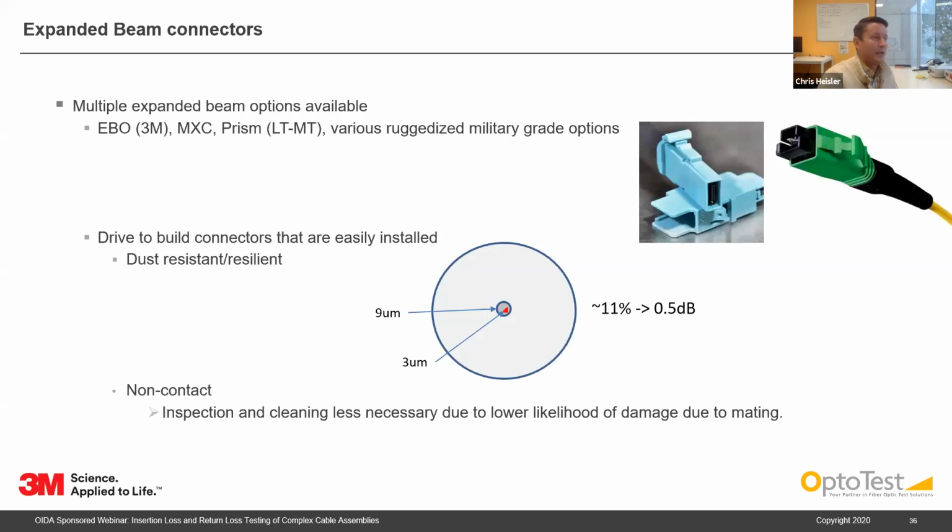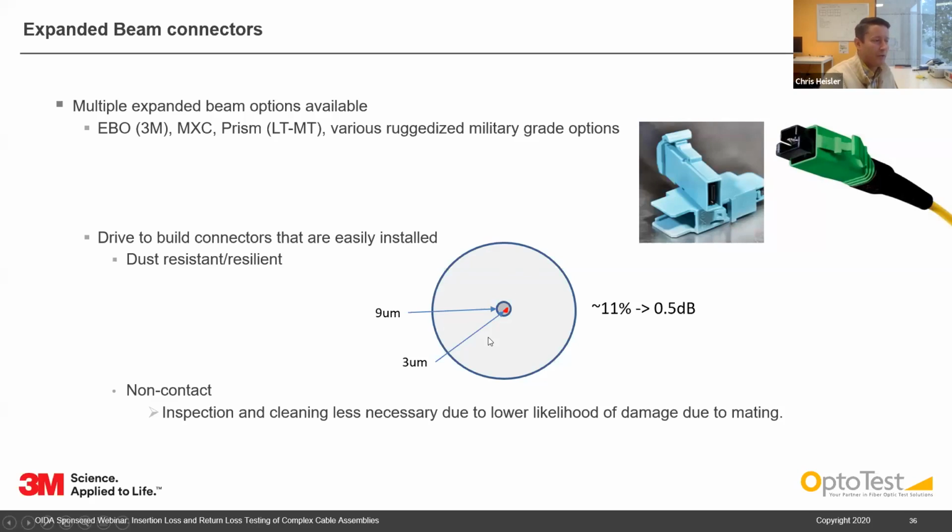Now moving on and looking at expanded beam connectors. There are multiple expanded beam options available. There's the EVO connector from 3M, the MXC, Prism LT, and Prism MT from US Conec, and there are various ruggedized military grade options. So what's the purpose of these expanded beam connectors? Well, there's a drive to build connectors that are easily installed and can be considered somewhat foolproof. For these to be foolproof, they need to be dust resistant and resilient.